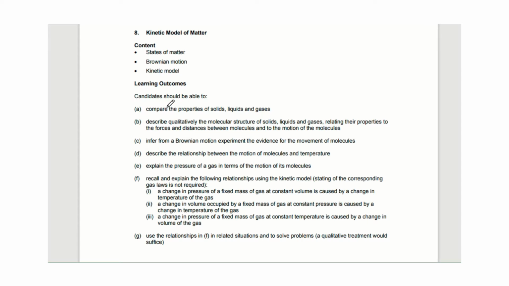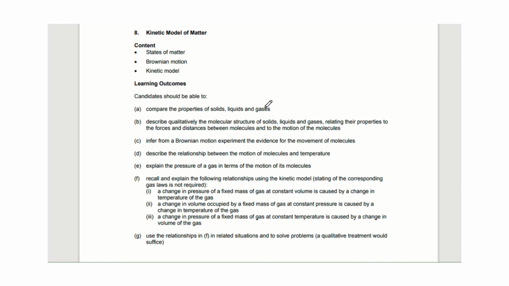Firstly, we need to be able to compare the properties of solids, liquids, and gases. Basically, we know that solids have a fixed volume and a fixed shape. The particles are held closely together, not free to move about, and they vibrate about a fixed position. For liquids, the particles are further apart compared to the solid. But there are still some significant attractive forces between the particles, so the liquid has a fixed volume. However, it does not have a fixed shape, and it takes the shape of its container.